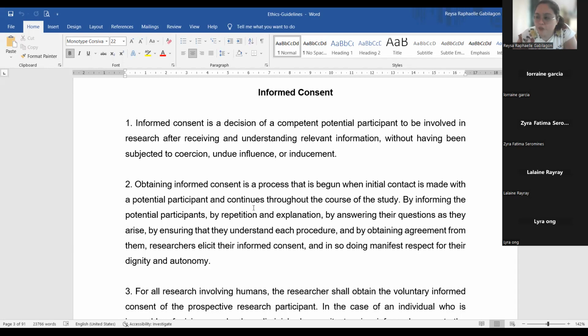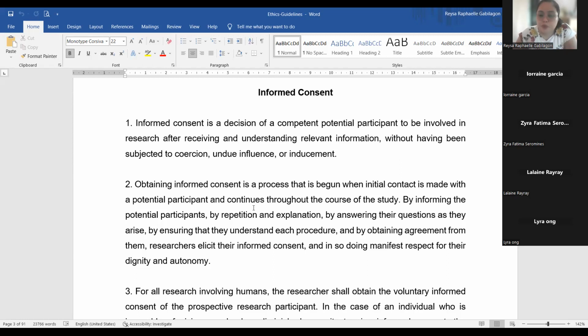Now, what is in the form? You have there the information needed para ma-orient yung inyong respondents or participants about sa research ninyo. Ano yung scope ng research? Ano yung magiging participation nila? What is expected of them? And you have to divulge also information regarding risks and benefits na pwedeng makuha nila in your research.